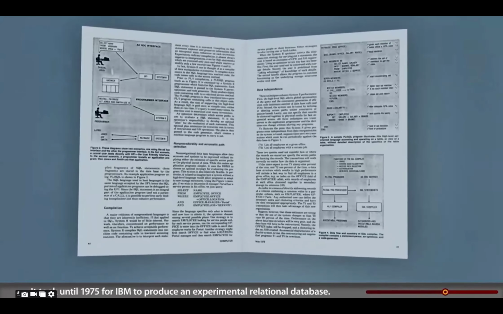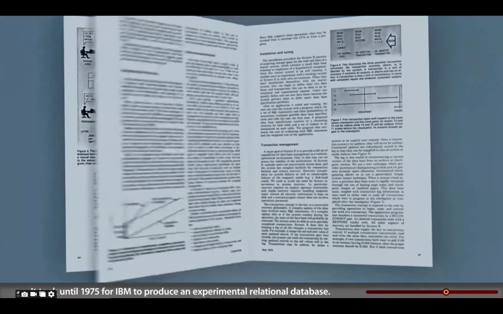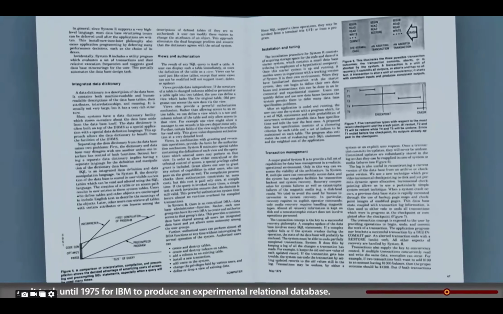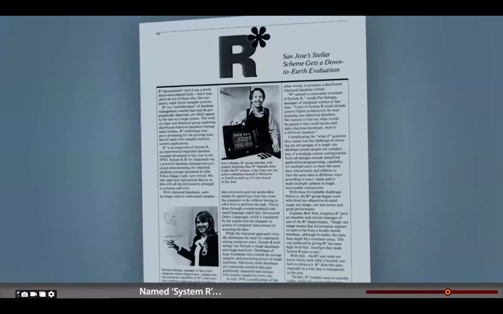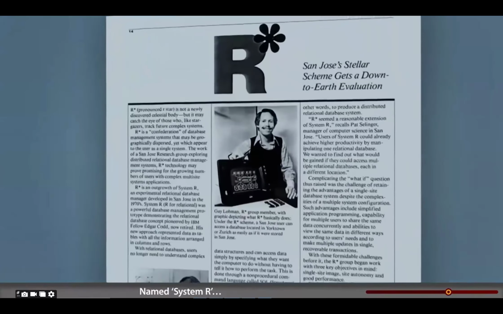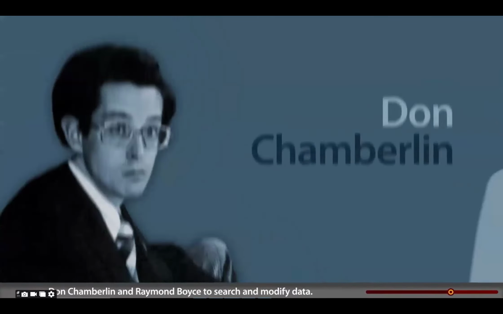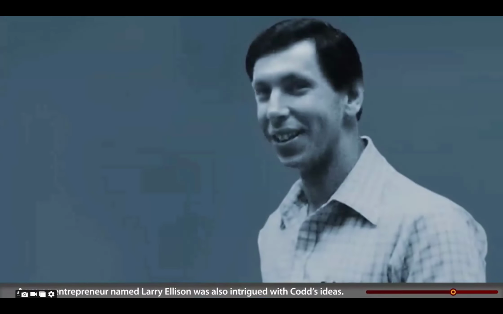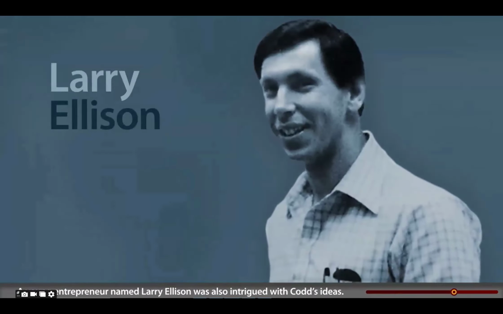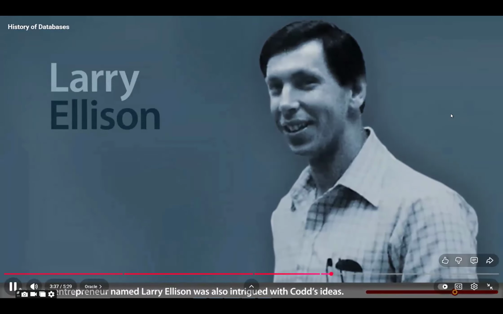It took until 1975 for IBM to produce an experimental relational database named System R. It used a structured query language developed by IBM's Don Chamberlin and Raymond Boyce to search and modify data. A young entrepreneur named Larry Ellison was also intrigued with Codd's ideas.